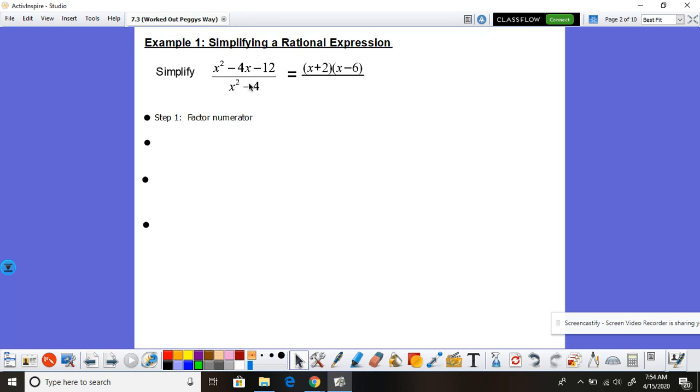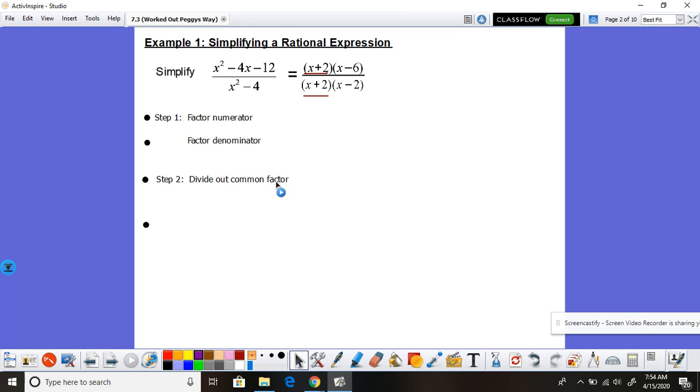And then we're also going to factor the denominator. Notice this is a difference of squares. So we're left with just x plus 2 times x minus 2. When I look at this, you should notice that we have an x plus 2 here, and we also have an x plus 2 here. So now is when we can divide out these common factors.